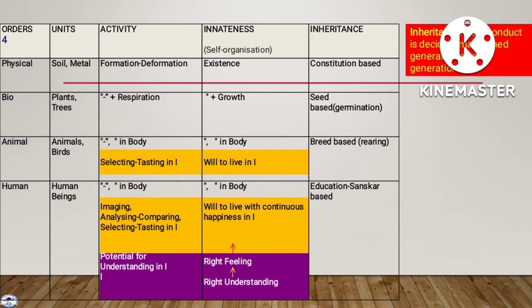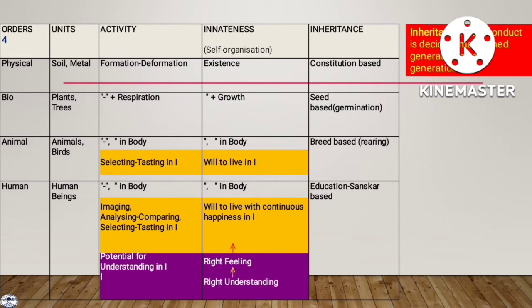Whether it's oxygen or nitrogen, in every single unit you will find some chemical or physical elements, which are composed in proportion to some number. That's why we call it constitution. Next, in bio order, what is their inheritance? That is seed-based germination. From seeds only, plants grow. When there is no water, we don't see plants. But if you want new plants, you need seeds. From one generation to the next generation of plants, seeds play the important role. That's why people protect and save seeds for the future.